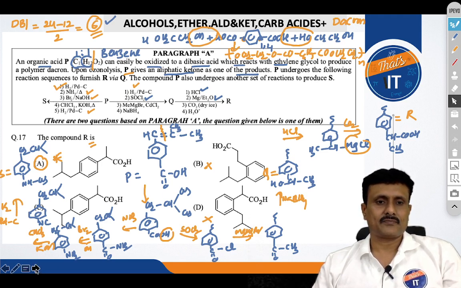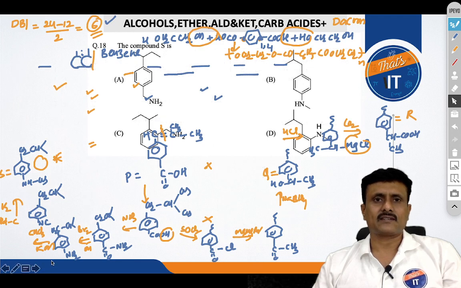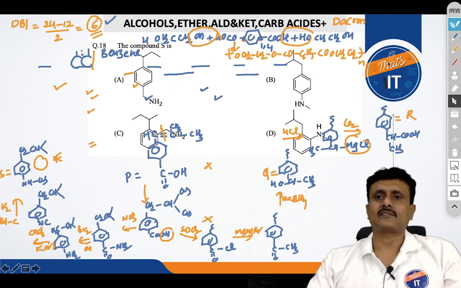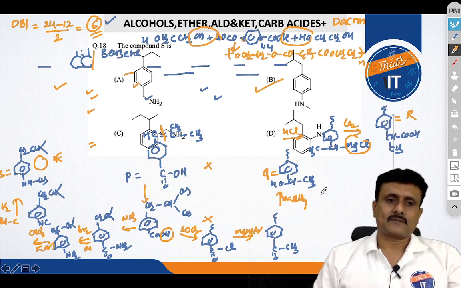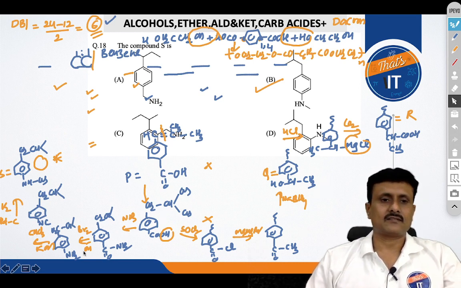Next, I think the next question also has a link. Yes, compound S is being asked. You can see this is compound S, CH2, CH, CH3, CH3, and NaCH3. Yes, option B is the right answer for compound S.